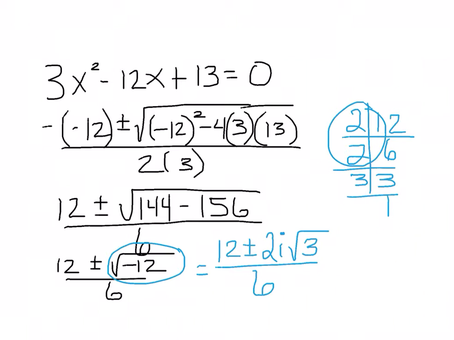Now to reduce the whole thing, I only want to reduce numbers that are on the outside. I cannot touch them if they're inside the house. The house is a safe house, so they are not allowed to be messed with. That's why we only deal with the outside numbers. What number can I divide 12, 2, and 6 all by? 2. What's 12 divided by 2? 6. What's 2 divided by 2? 1. And then on the bottom, 6 divided by 2 is 3.